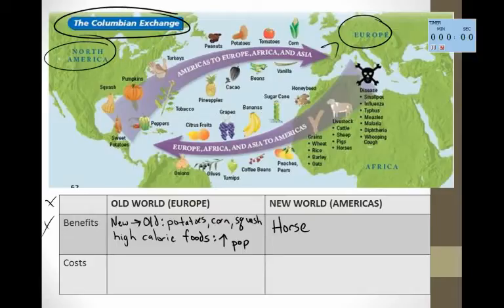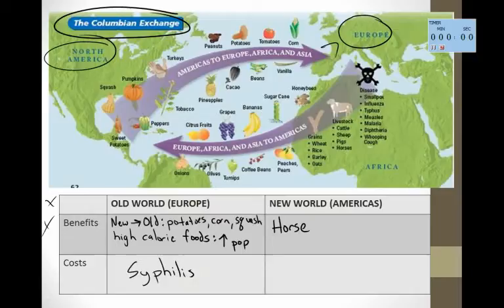Anyway, so that's the benefits. Let's talk about costs. So what did we lose in this exchange? What was the worst thing that we received? Well, if you were a European, gentlemen, the worst thing that they received, if you're European, was syphilis. Oh, one more thing. Benefits, gold and silver. Of course, that's a pretty obvious one. But in terms of costs, syphilis. Who can raise their hand and tell me what syphilis is? Carlos. Sexually transmitted. It is a sexually transmitted disease.